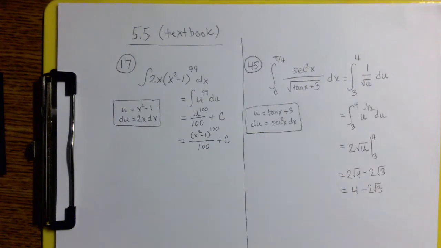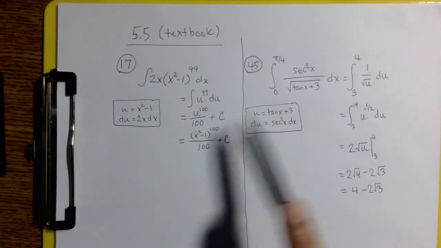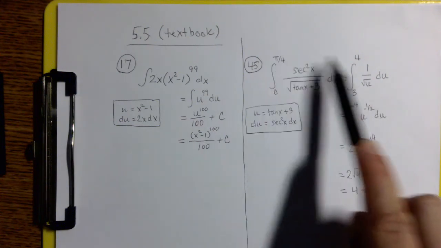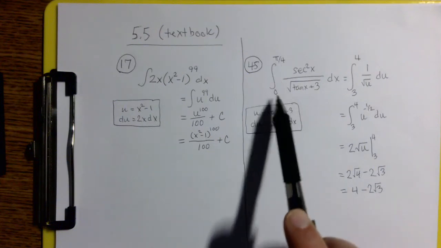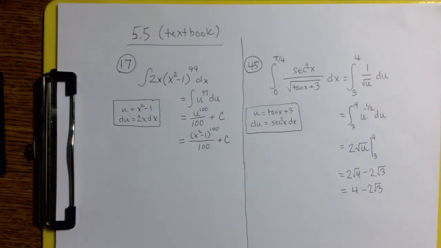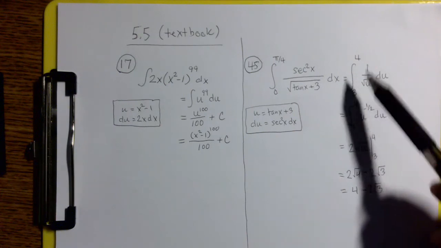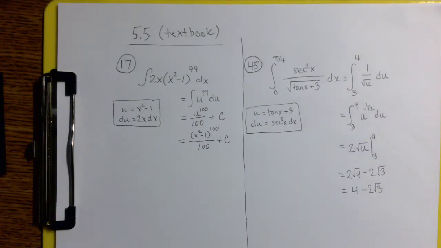So it's a nicer, less challenging expression to work with than we started with. Now, I want to point out something here that you may have noticed and may be wondering about. Notice our limits of integration. We started with 0 and pi over 4, and now we have 3 and 4. Well, how did that happen?